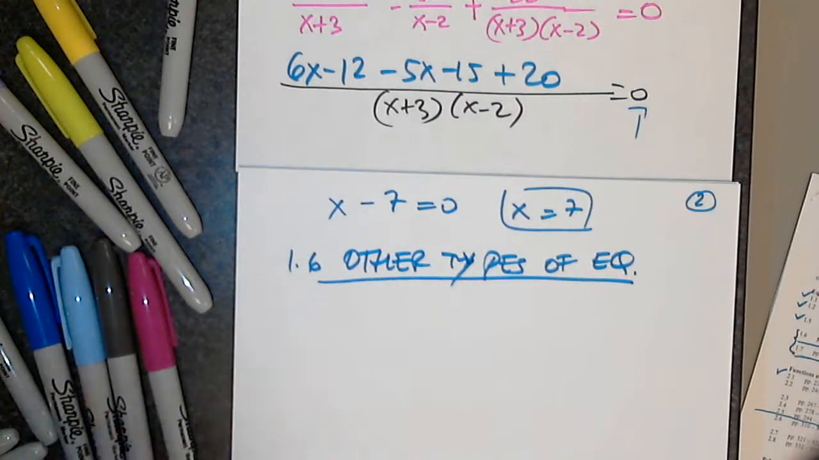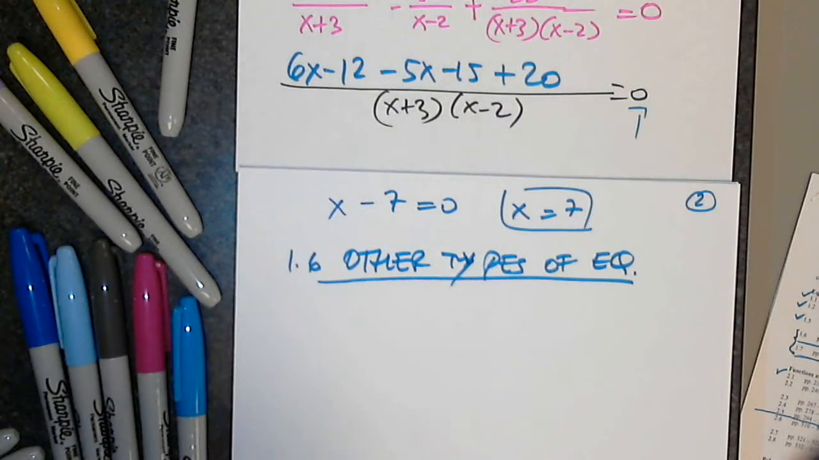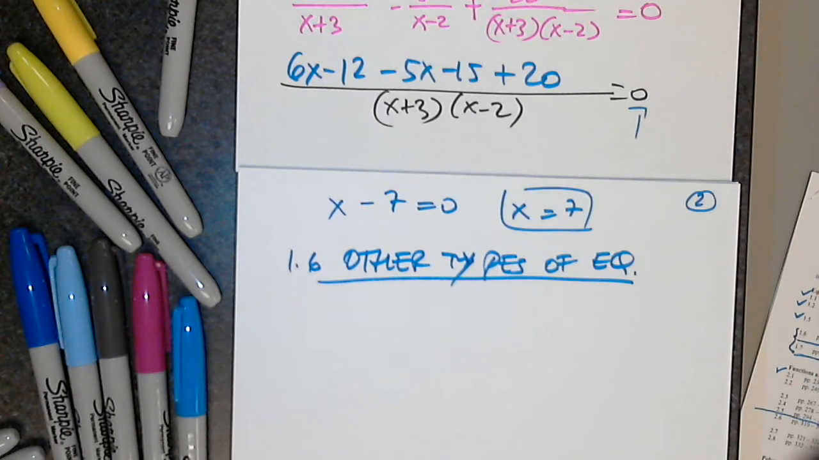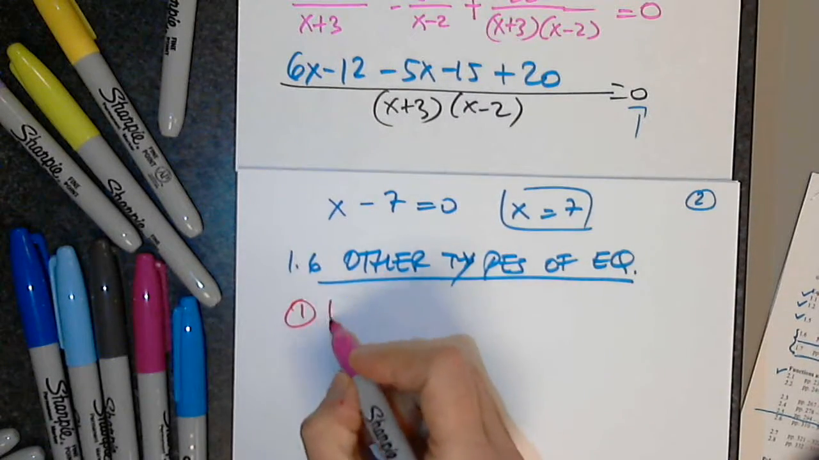Other types of equations. We have many other types. So how many do we know so far? We know linear, we know quadratic, we know rational. So at least 3 so far, correct? Okay, so now let's take a look at polynomial.